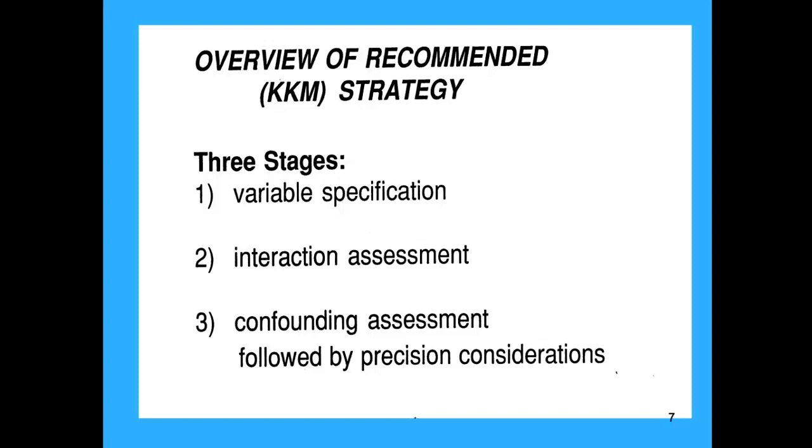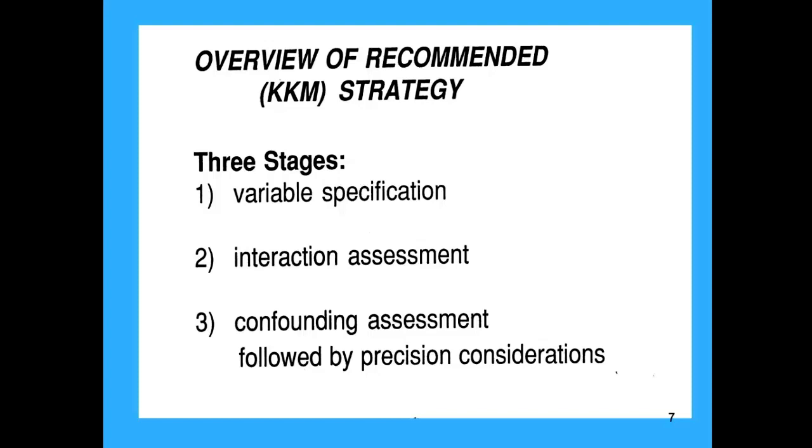Okay, so here are these 3 stages. The order in which I've listed them is the order in which you should do them. You should do variable specification first, whatever that is. You then should do interaction assessment, and then confounding followed by precision. We're going to talk about each one of these stages. But first, why this order? So let's talk about that.